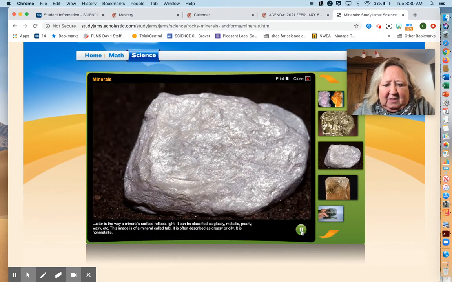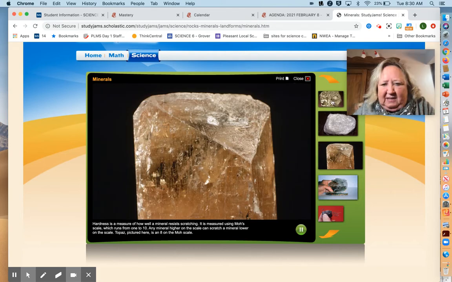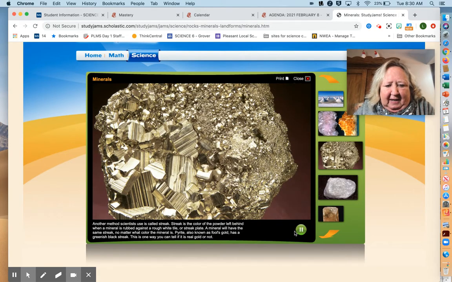Another method scientists use is streak, and streak is the color of the powder that's left behind when you take a mineral and rub it across a tile. It will kind of be like a bathroom tile, but it's not finished. It's real rough. So a rough white tile is called a streak plate.